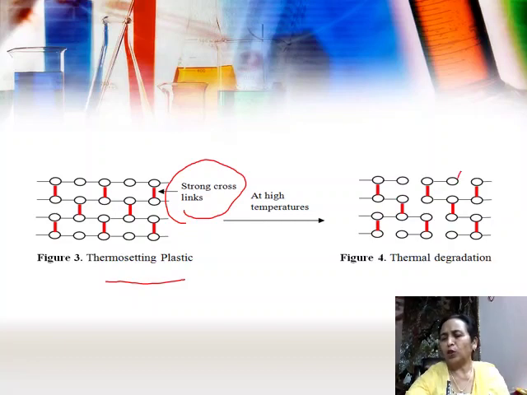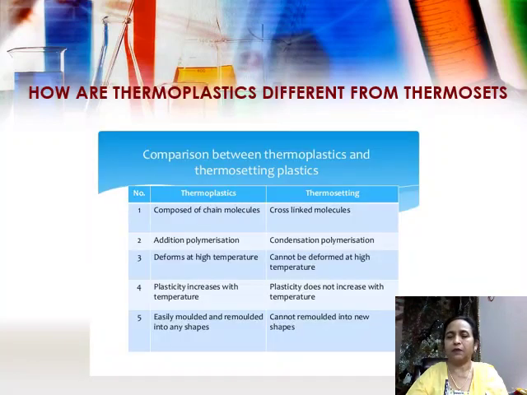So the bonds between the molecules break and a new substance is formed. And therefore the thermosetting plastics, when they are heated, get degraded. We cannot remold these thermosetting plastics. Let us see how thermoplastics are different from thermosets once again.